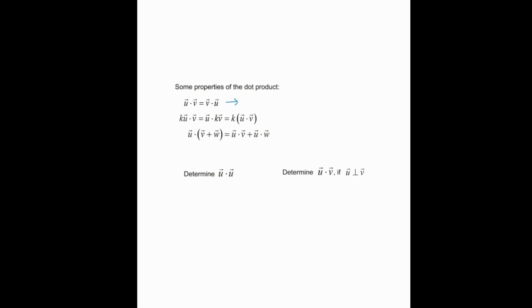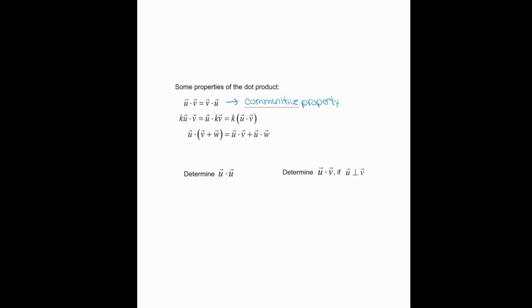Okay, so here's some properties of this dot product that you should be familiar with. So the first one that we have is this idea here that vector u dot vector v will be equal to vector v dot vector u. We call this the commutative property. It doesn't matter if I have u dot v or v dot u, the product of that will be the same. That's the same as in regular math. It doesn't matter if I have 1 times 4 or 4 times 1, it's all going to just equal 4.